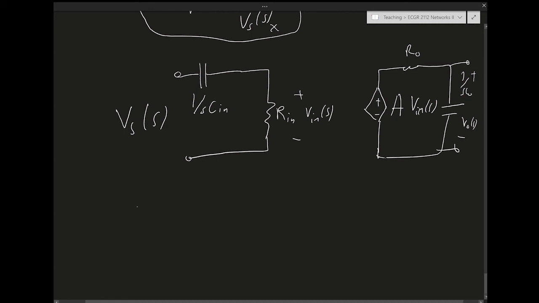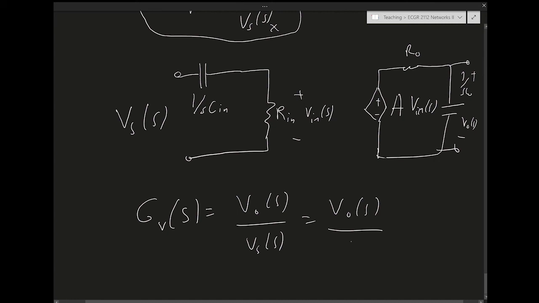What would the gain Vout(s) over Vs(s) be in this case? Well, it's Vout over Vs, which equals Vout over Vn times Vn over Vs, right? I did nothing more than multiply by Vn divided by Vn. So I divided the problem of finding this transfer function, the gain from one input variable to the output variable, by calculating two transfer functions.